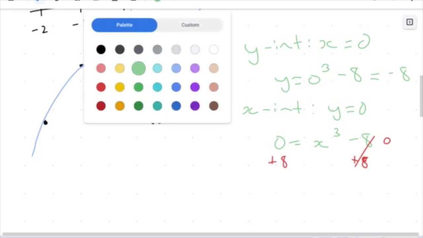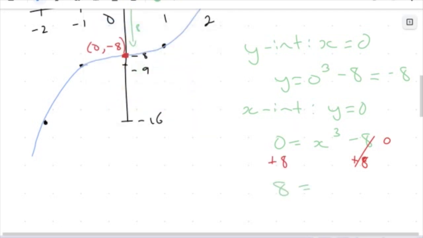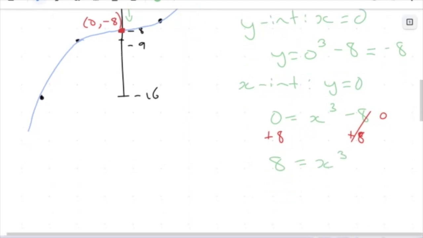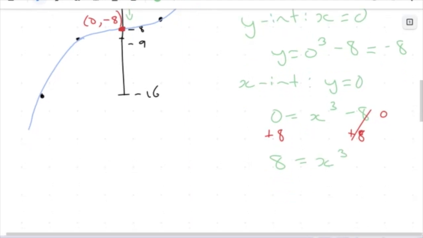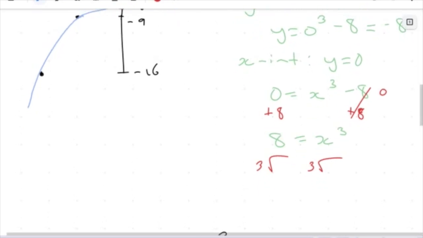So that's going to give me 8 equals x cubed. And with our cubic equations, if you remember, once we get to this stage, we can always undo the x cubed by taking the cube root of both sides. Now, taking the cube root of 8 gives me 2. You can confirm this on your calculators. And my x value is 2.